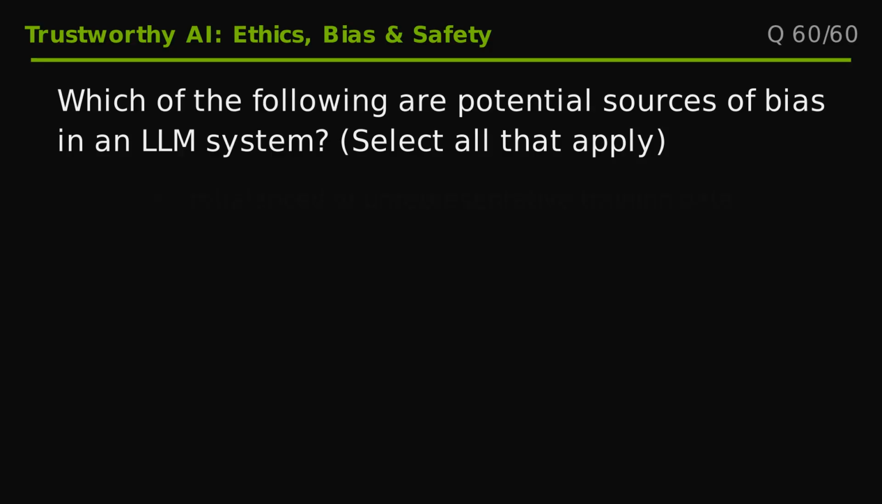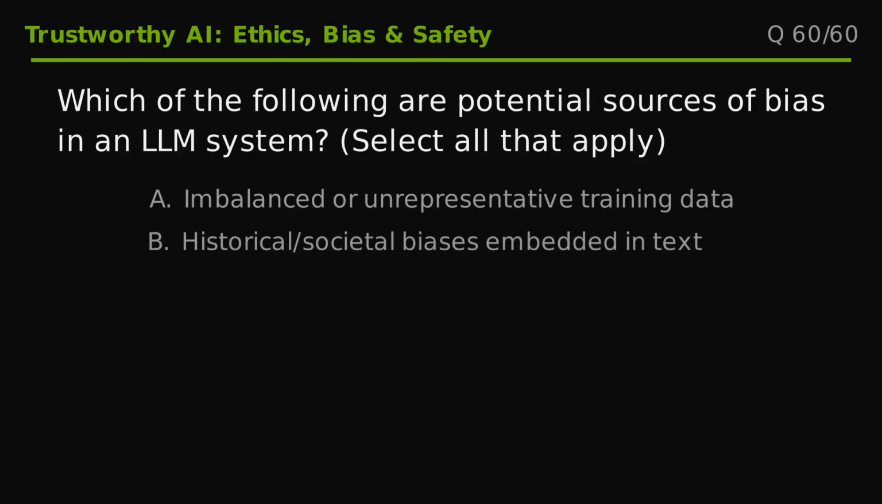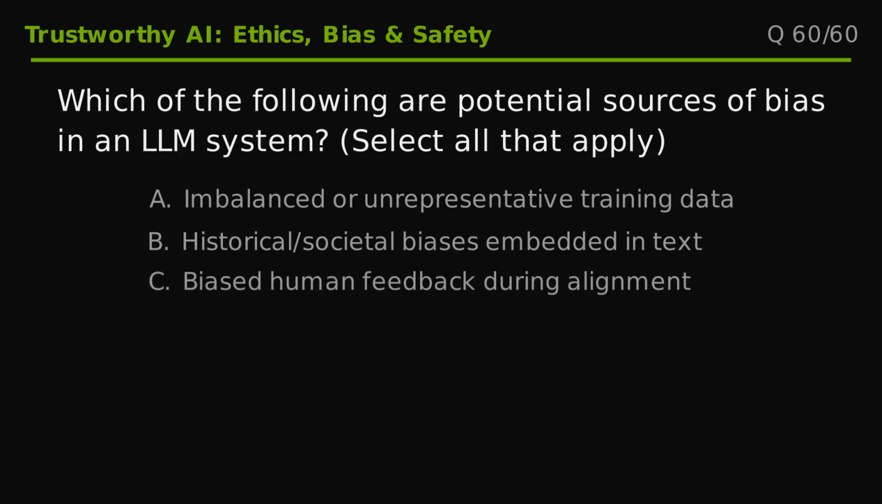Select all that apply. Option A. Imbalanced or unrepresentative training data. Option B. Historical and societal biases embedded in text. Option C. Biased human feedback during alignment. Option D. The physical color of the server chassis.